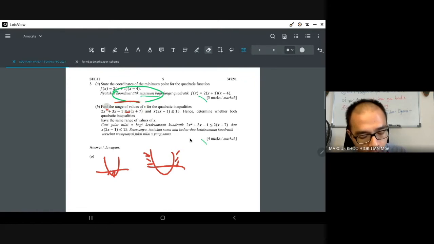But this time you're given two inequalities. This is a very interesting question. And when I saw this question, I was like, oh okay, sama mesti buat ni soalan ni. It's so interesting. Dia suruh kamu find the range of values for both inequalities and then determine whether both inequalities have the same range of values of x. So it's the same skill done twice.